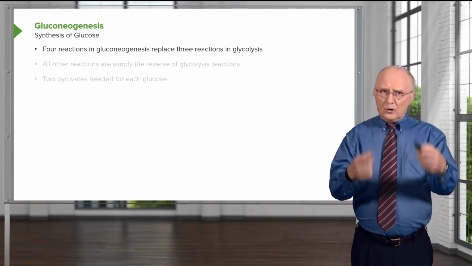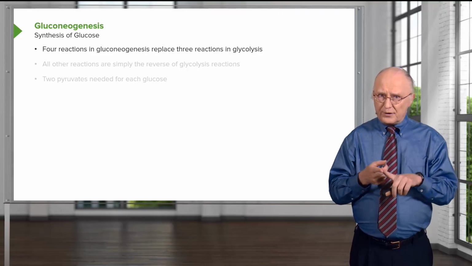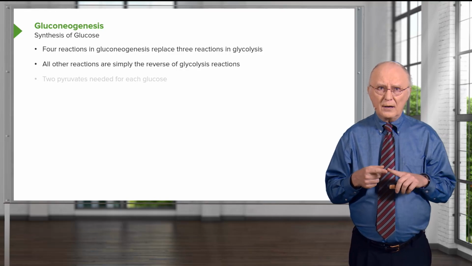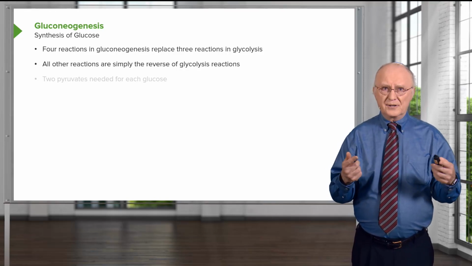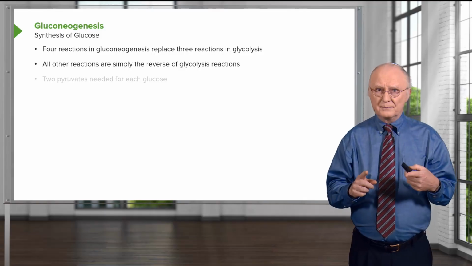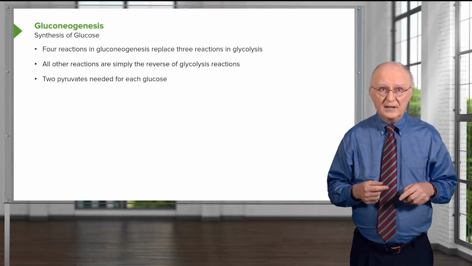Now, in gluconeogenesis, there are 4 reactions that replace three reactions in glycolysis, and they're the ones that we will focus on for this talk. All the other reactions are simply the reverse of glycolysis reactions. There are 7 of them. In glycolysis, we had 10 reactions. In gluconeogenesis, we'll have 11.